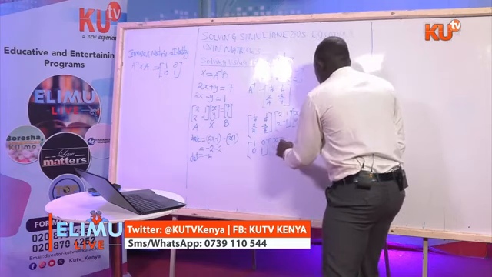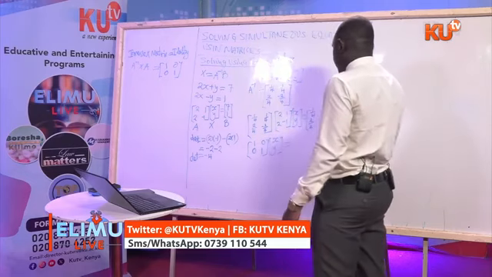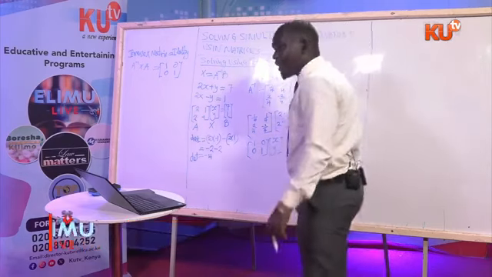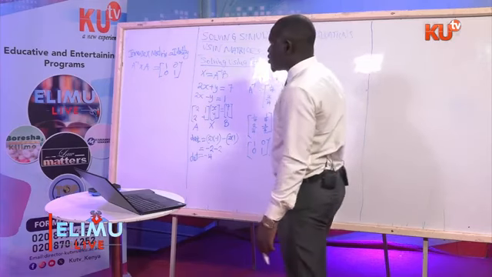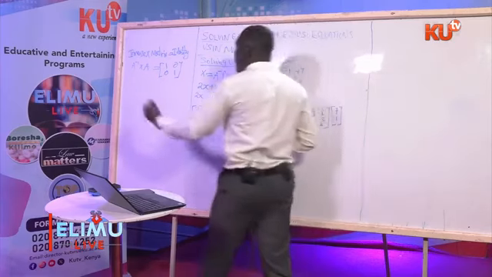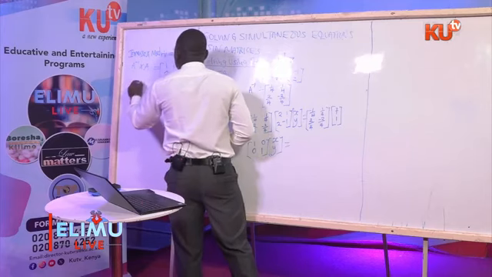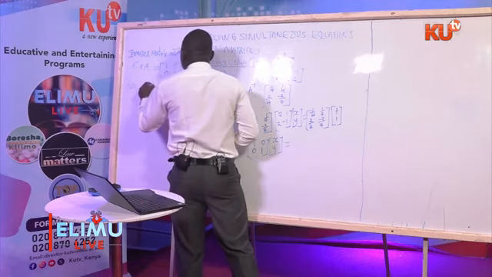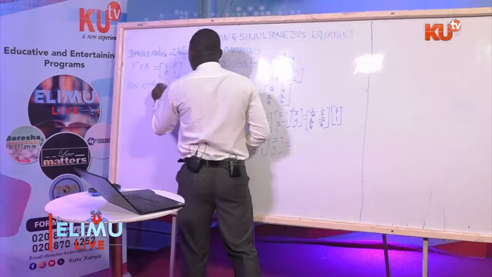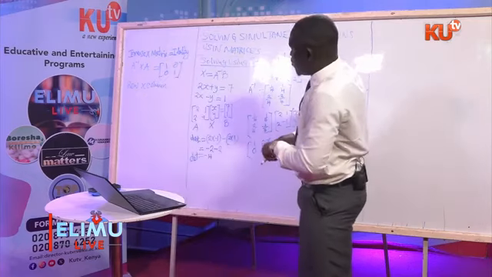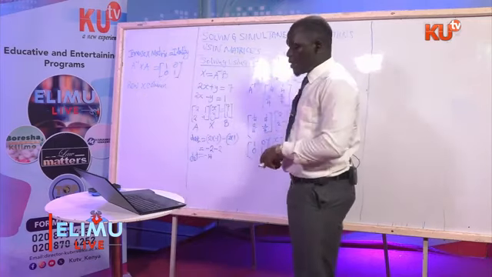Okay, that should now give you what you are doing here. Now, how do you multiply matrices? Learners, when you want to multiply matrices, we normally multiply row times column. That is the rule. When you're multiplying matrices, learners, always multiply rows times column.